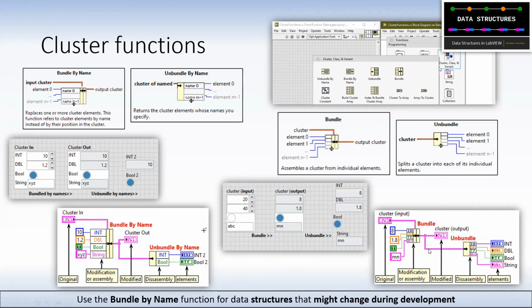So it is the same functionality: you do modification by bundle and you take out the data by unbundle. So the cluster is useful for combining the data, and to access or modify those data, you use bundle or bundle by name, and to take out the data as indicated, you unbundle them.